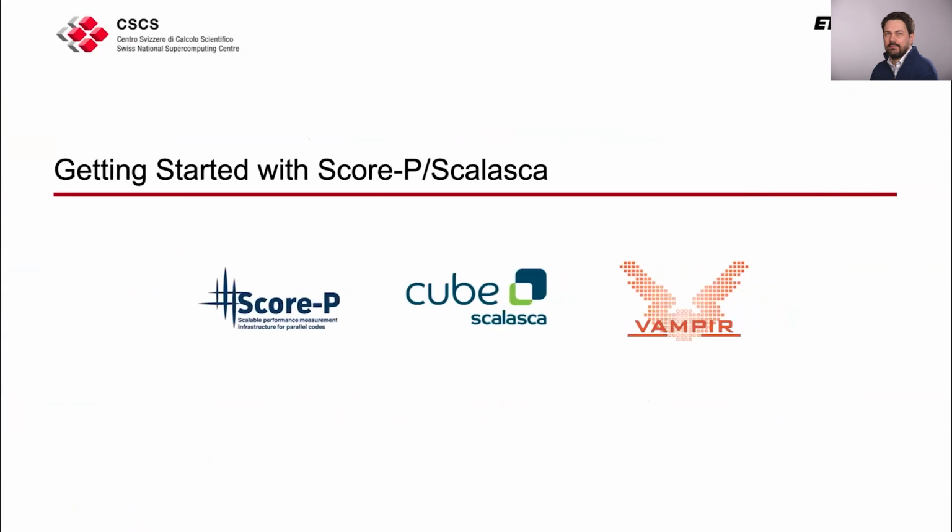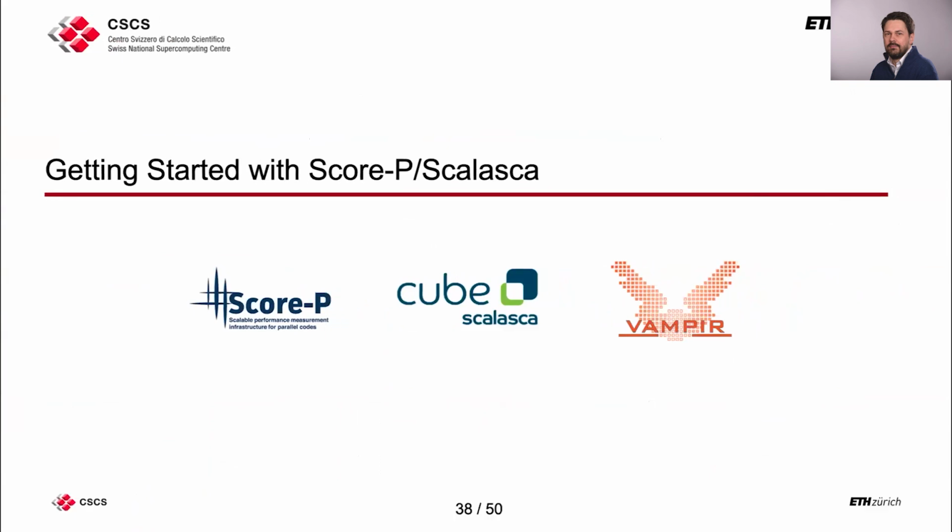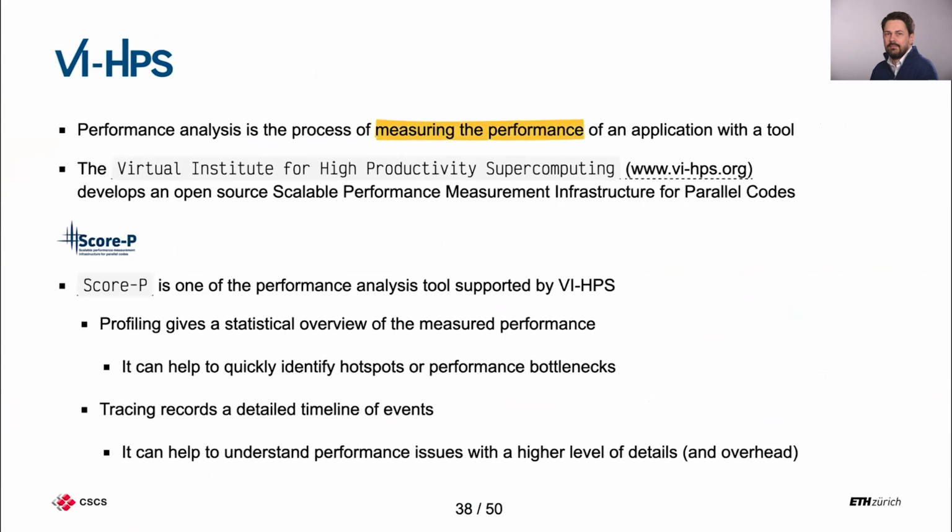Okay, I will take 2 minutes to talk about Score-P and Scalasca because I think it's important. Score-P and Scalasca are tools that are developed by the Virtual Institute for High Productivity Supercomputing. It's an open source tool, so you don't need a license to use it. And Score-P is one of the tools that they support.